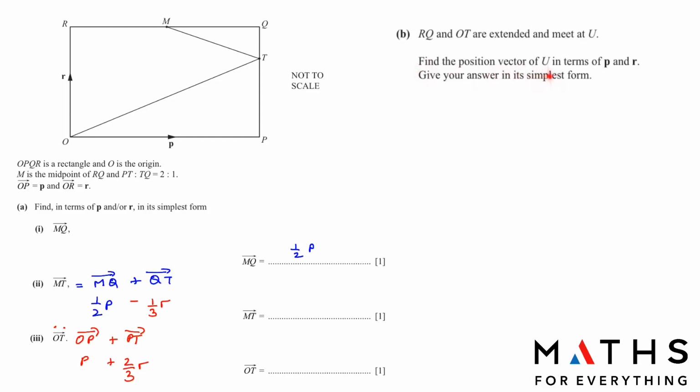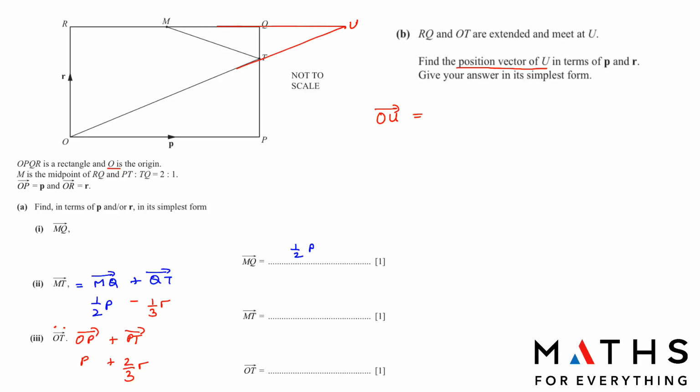Part B, RQ and OT are extended and meet at U. Find the position vector of U in terms of P and R. Give your answer in its simplest form. So we'll extend this line and extend OT. They meet here at U. What are the things that we know here? That we want to find the position vector of U. O is the origin. That means from O to U is the position vector.